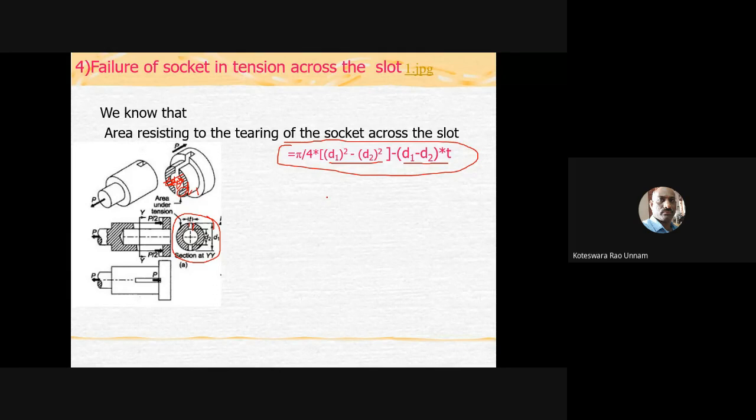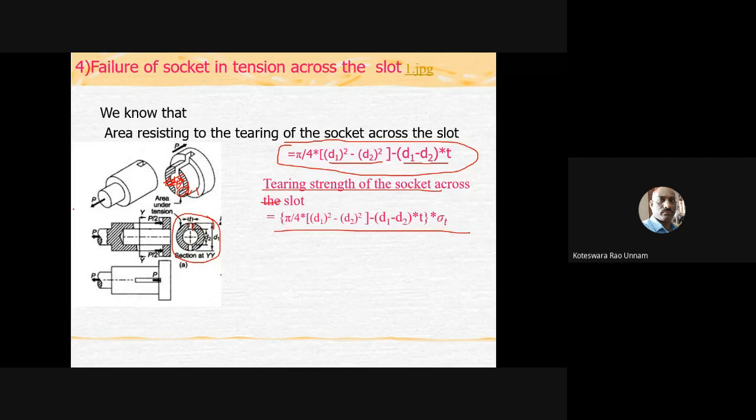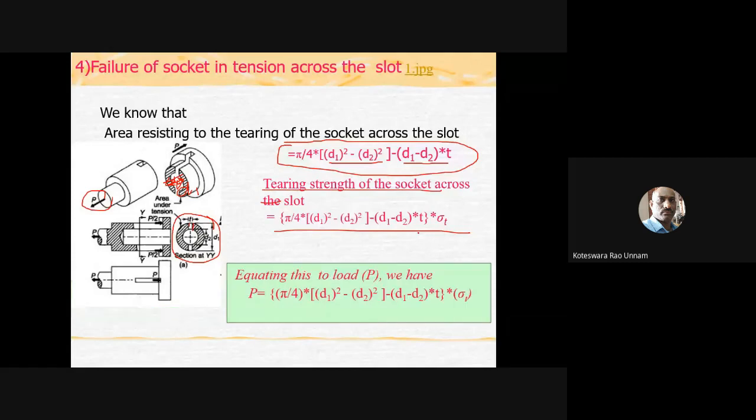So now this is going to be the area which is resisting the tearing failure of the socket across this slot. Now if you equate this tearing strength of the socket across the slot to the applied force, from the free body diagram we see that at this location a force of P is acting. If you equate that, you will get an equation which you can use to determine the value of D1. D1 is the outside diameter of the socket.